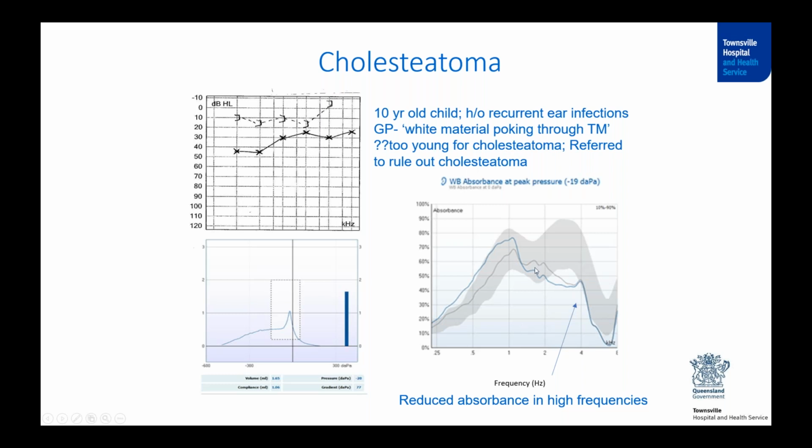And this was a young child who was referred from a GP, a general practitioner, and they thought there was something wrong that didn't look normal. They thought something was poking from the tympanic membrane, and the GP thought the child is a bit too young to have cholesteatoma, but in the end, the child did have congenital cholesteatoma. So just an A-type tympanogram, but having a reduced absorbance can point out that there's something else that could be going on in the middle ear.